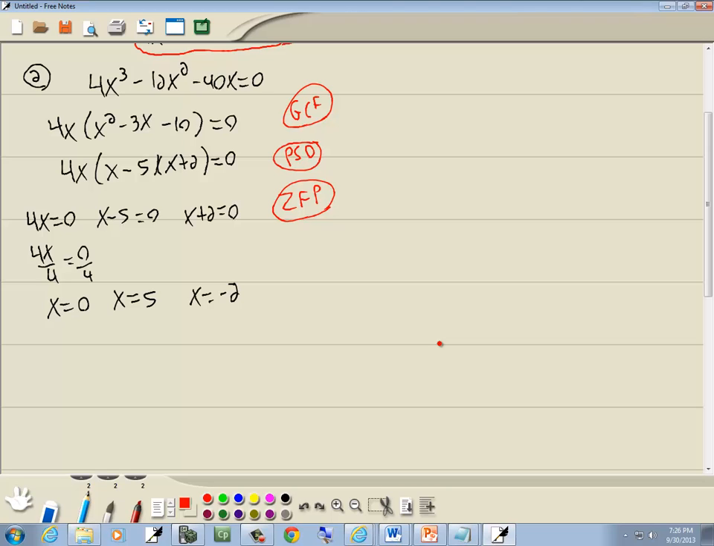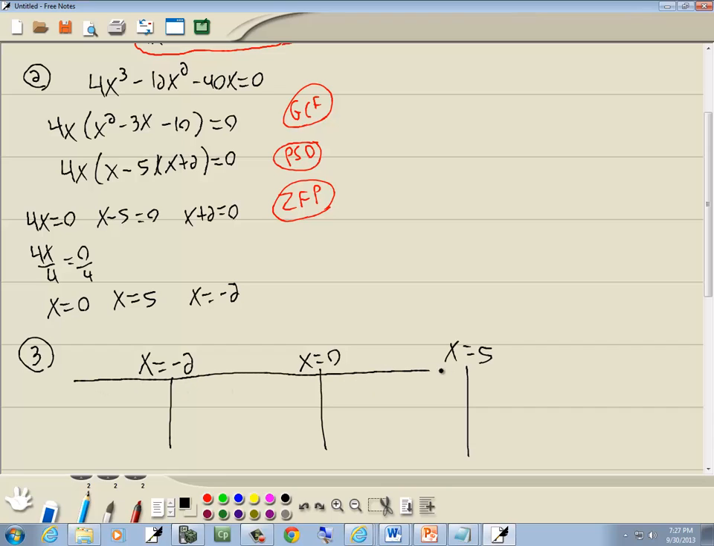Let's go build our table of intervals and see what we have. Our smallest critical number is negative 2, so we're going to have x equals negative 2. Our next one's 0, and our next one's 5. Clear over here is negative infinity, and clear over here is positive infinity.